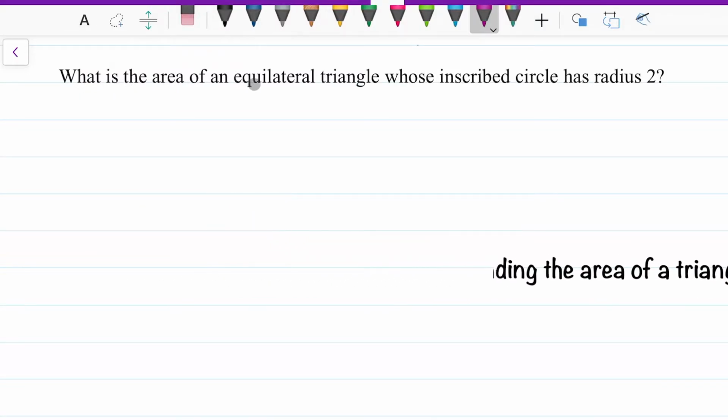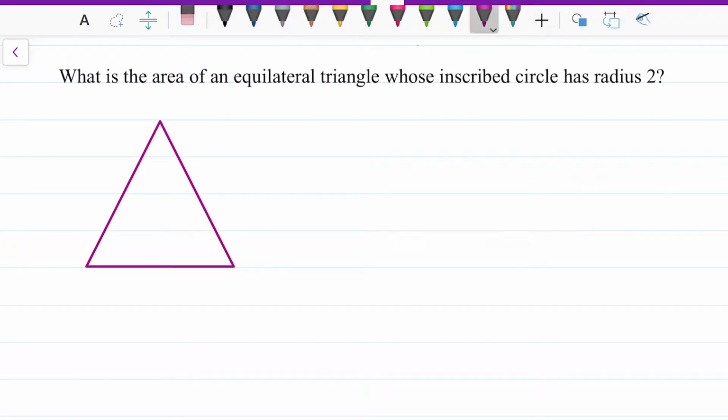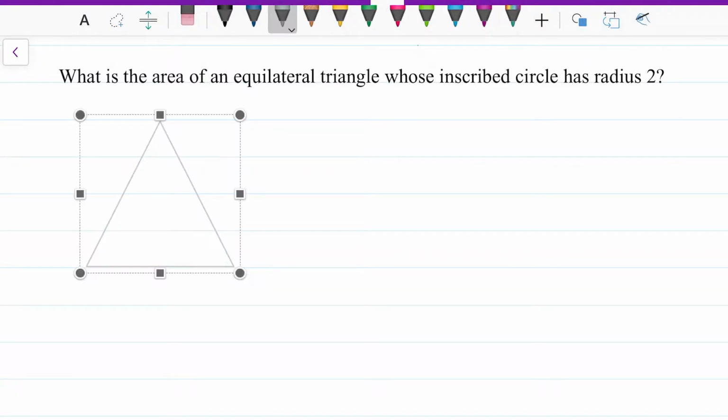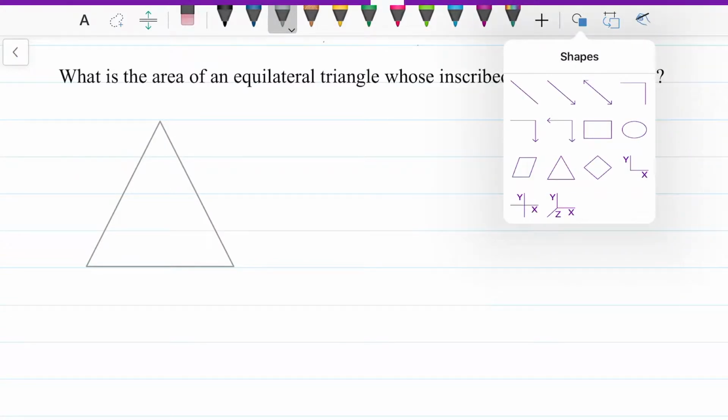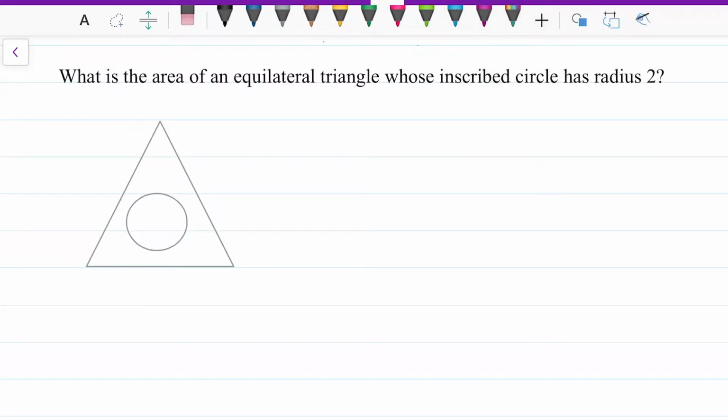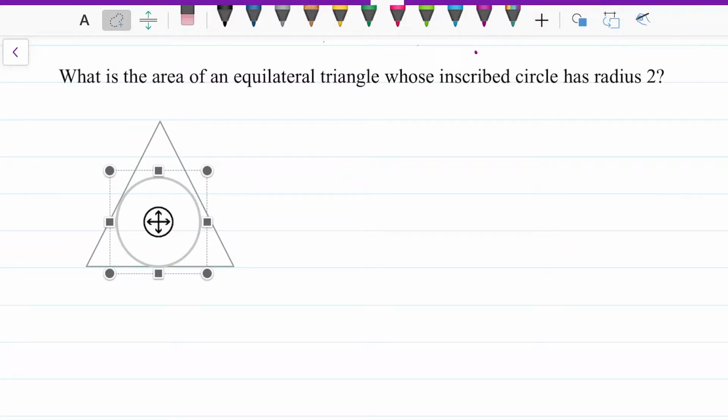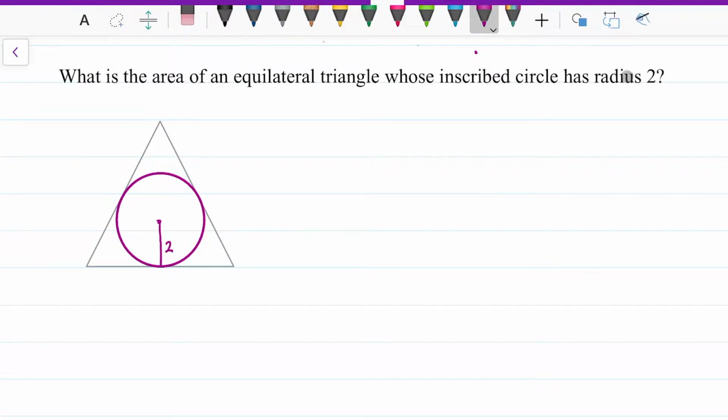The question is, what is the area of an equilateral triangle whose inscribed circle has radius 2? I'm going to start by graphing the shape. I'm going to graph a triangle with a circle inside that. Let me move the circle inside the triangle. Perfect. And the radius of that circle is 2, okay?